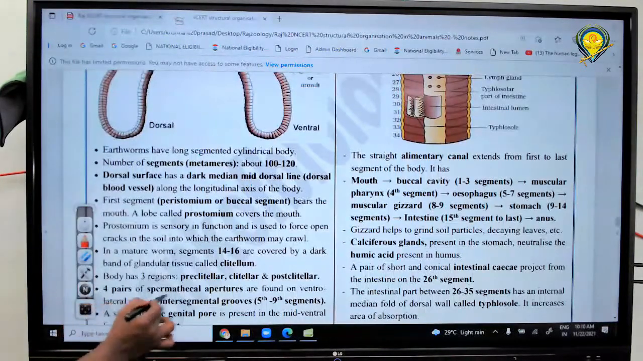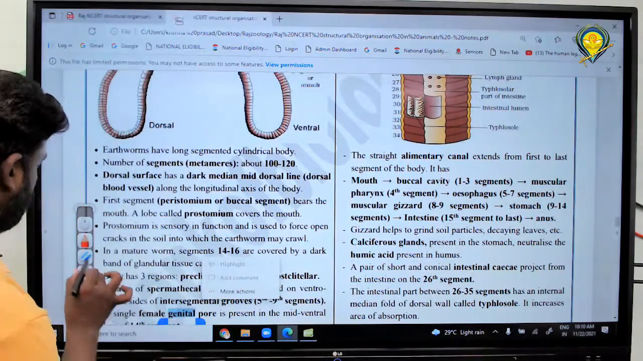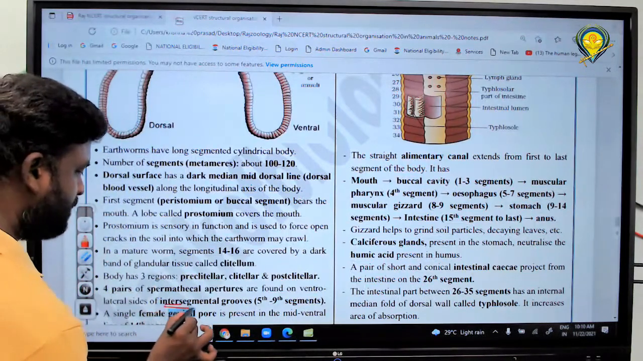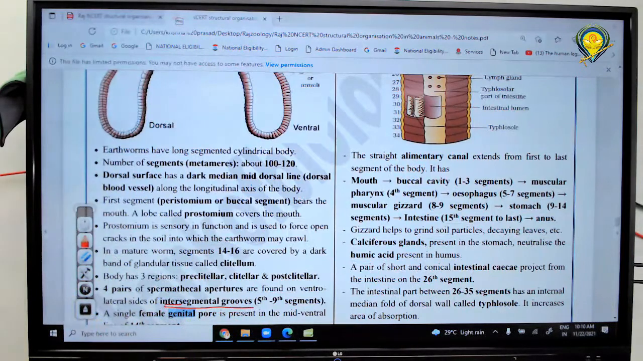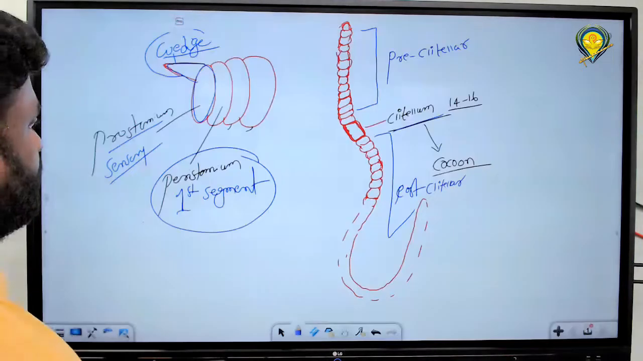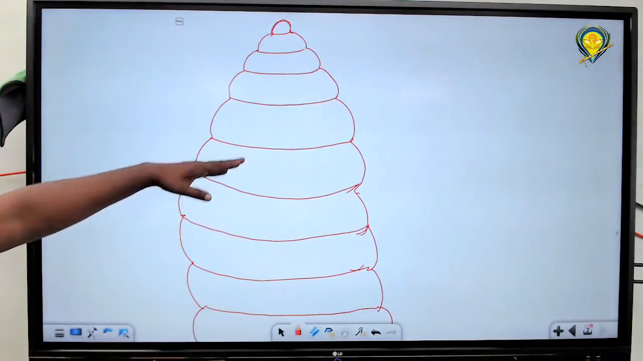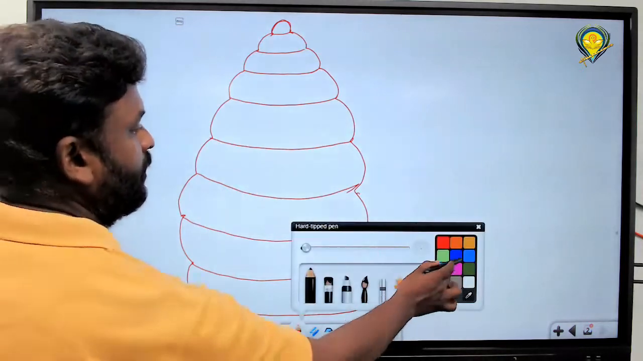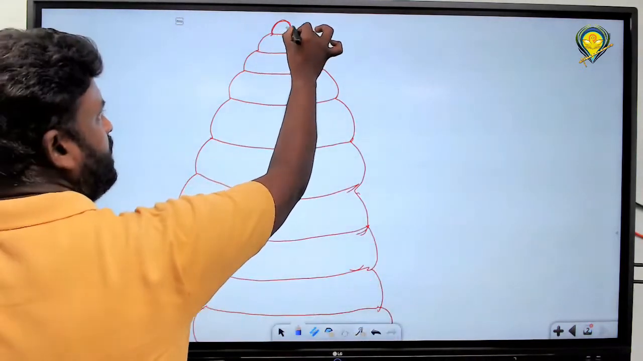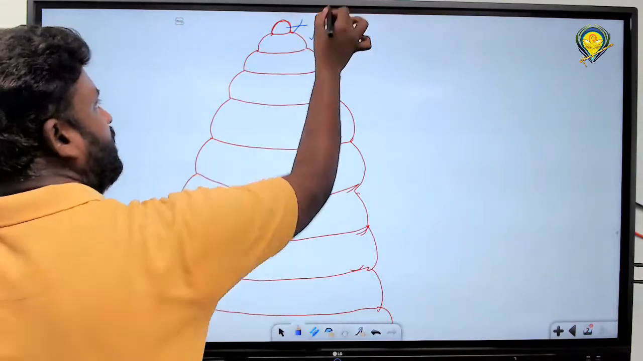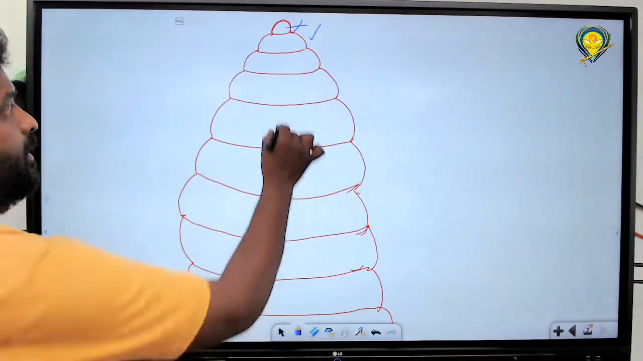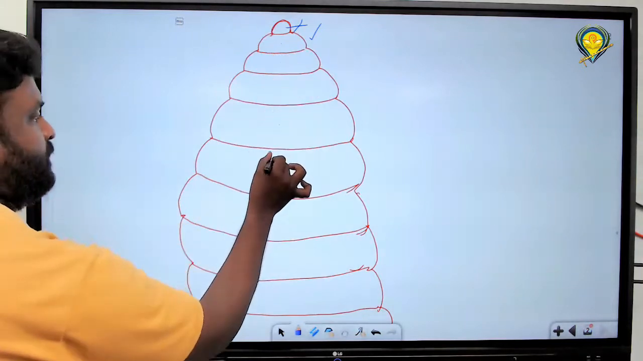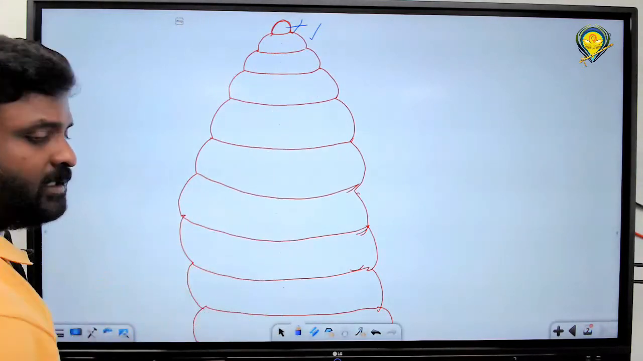And next one. How many pairs of spermathecal apertures are there? Tell me. And the location is where? Inter-segmental grooves. What is it? Inter-segmental grooves, right? I will show you how it is. Rafi, sit here. Tell me, Rafi, is it a segment? No. Is it a segment, right? First, second, third, fourth, fifth, sixth, seventh, eighth, ninth, right?